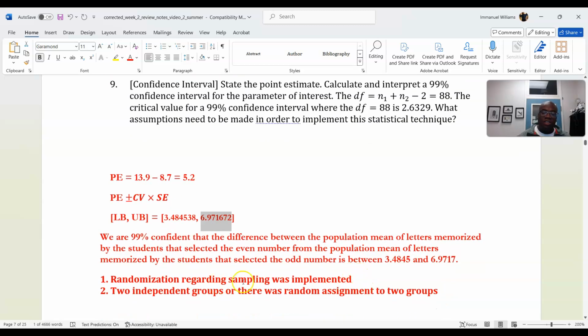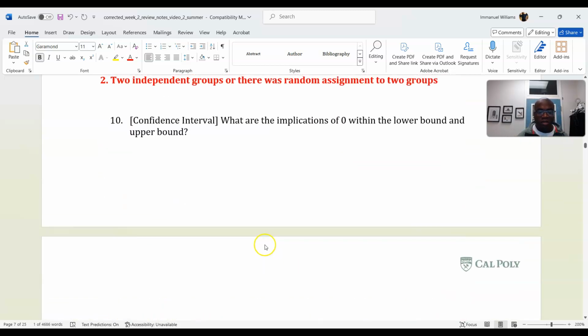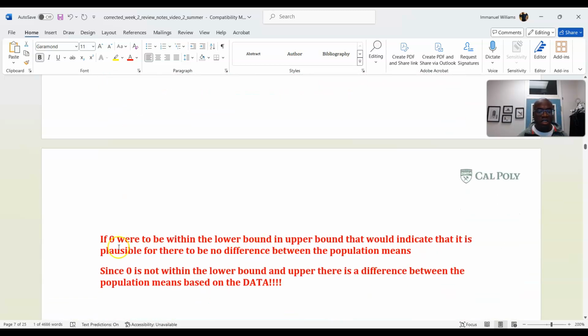And again, the assumptions are the same as the previous statistical technique, hypothesis testing, okay? And then what are the implications of 0? I already mentioned it. If 0 were within the lower bound and upper bound, that would indicate that it is plausible for there to be no difference between the population means. Since 0 is not within the lower bound and upper bound, there is a difference between the population means based on the data.